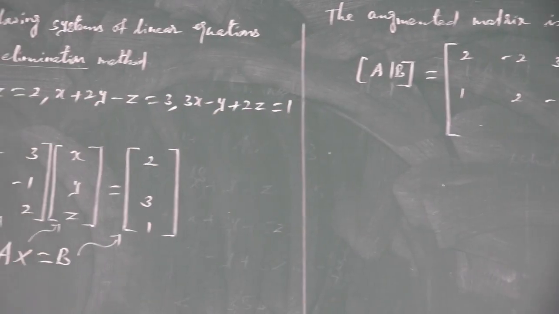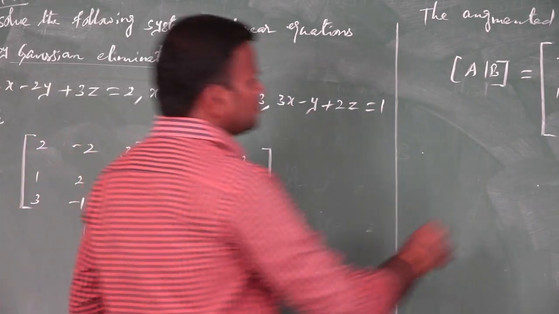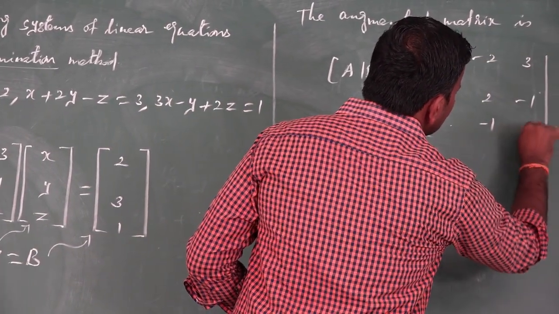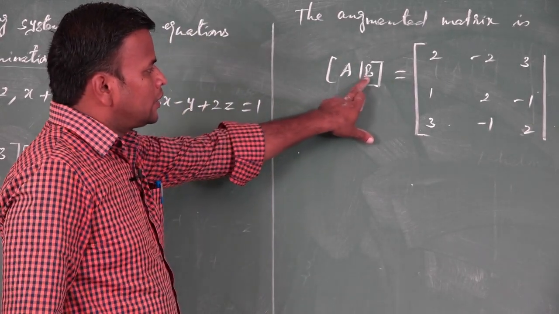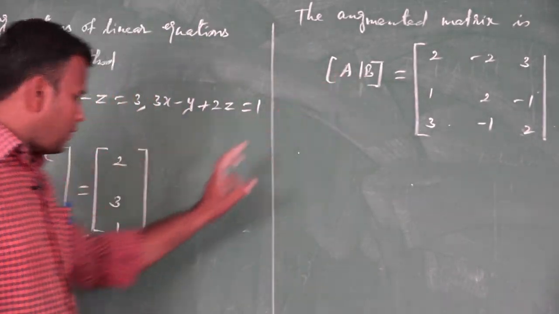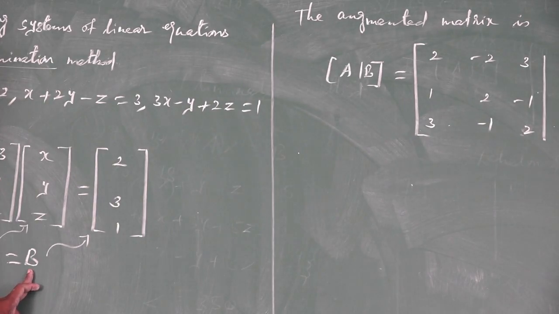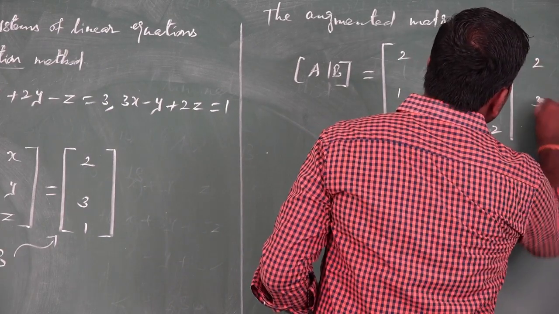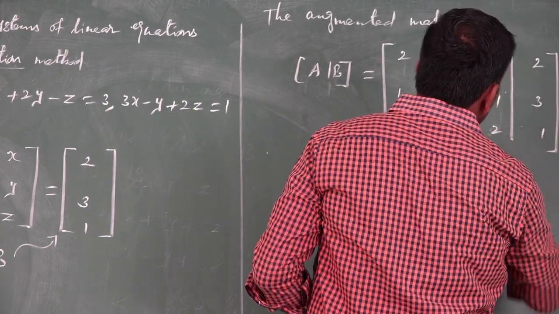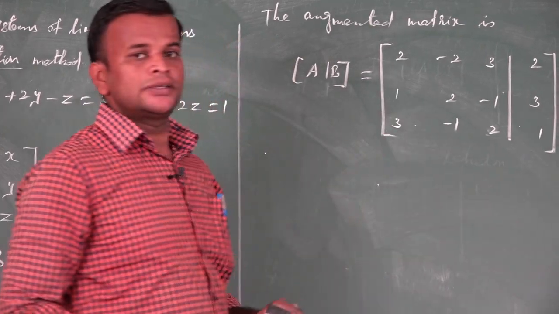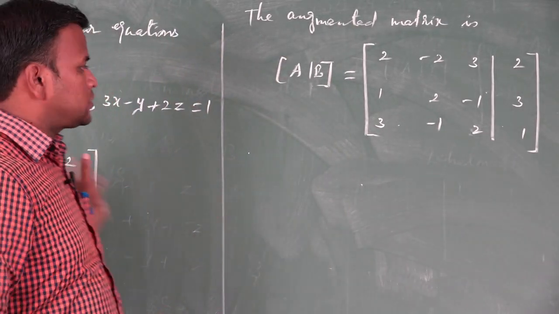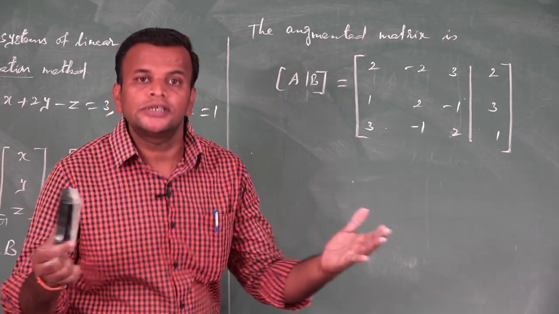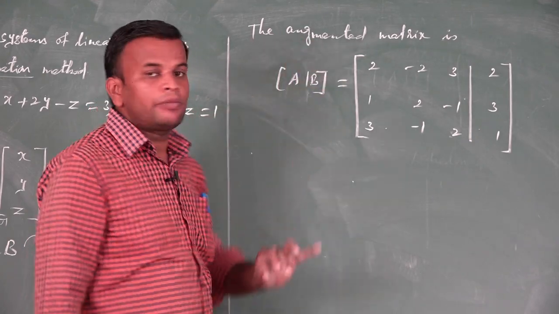Third row, 3, minus 1, 2. We put one bar. Next matrix is B. The value of the matrix B is 2, 3, 1. Actually it is the first step, we directly write. For convenience, I write one extra step. So it is the augmented matrix. Augmented means extended. That is, the matrix A is extended by the matrix B.